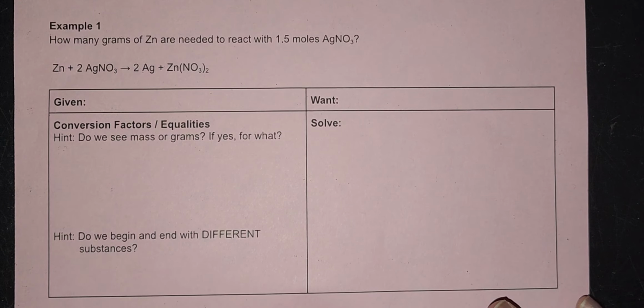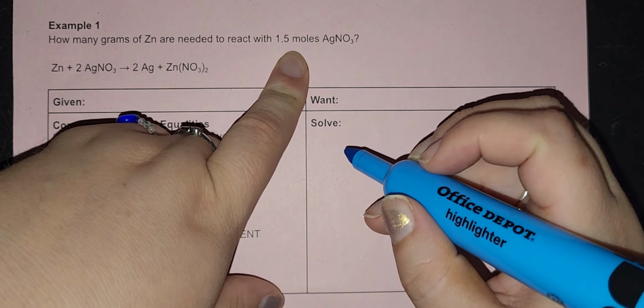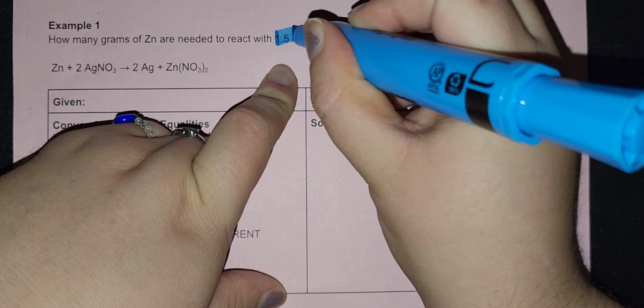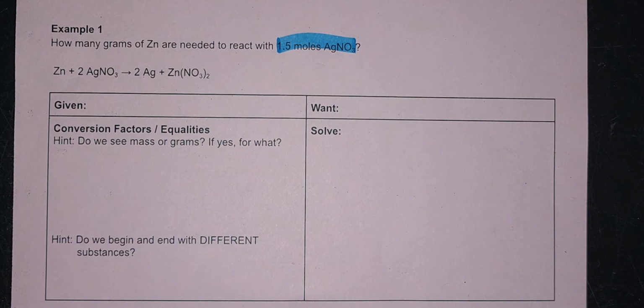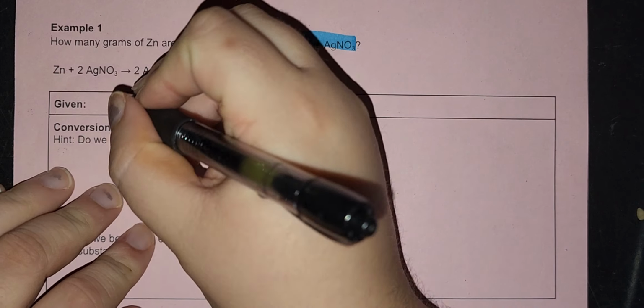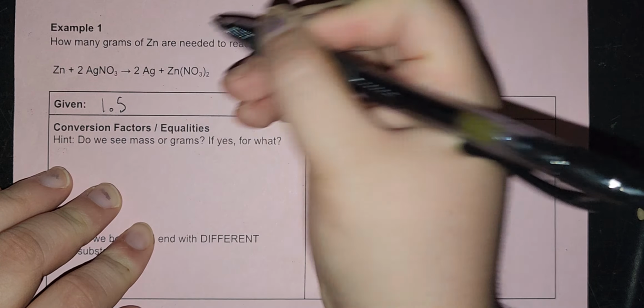Okay, so the first thing that we need to do to solve one of these two-step problems is identify what is given and what we already have. Our given is usually going to be a number and a unit with a substance, which we have right here. So we've got 1.5 moles of silver nitrate. That is going to be our given, because that is the data that we already have that we're going to be able to start with.